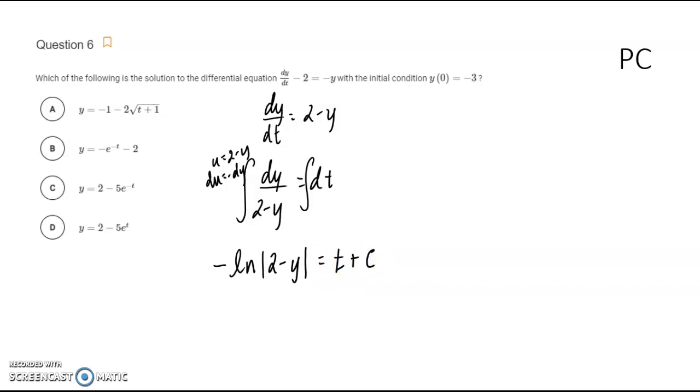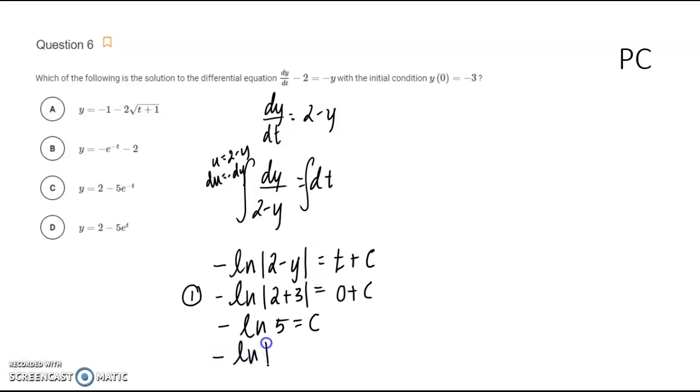Okay, so at this point you can do one of 2 things. You can solve for c here. So let's do that. Negative ln absolute value of 2 plus 3 equals 0 plus c. Negative ln of 5 equals c. Okay, why did I get a different answer? Never mind, I'm sorry, I did not get a different answer. All right, negative ln absolute value of 2 minus y equals t minus ln of 5.